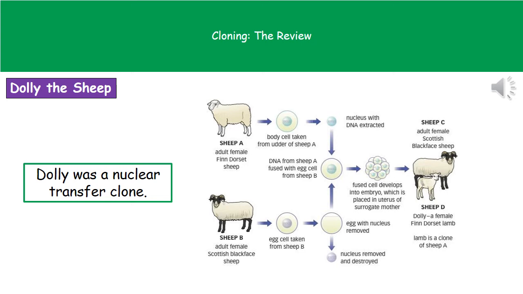In sheep B, they took an egg cell and again removed the nucleus. This time they destroyed the nucleus. That's not what we want. We want the empty egg cell. Then they put the nucleus from sheep A into the empty egg from sheep B. They then obviously started it dividing by applying a little electric shock to it, and what we ended up with then is a little embryo developing. That was then implanted into a surrogate mother, and when the actual sheep was born, even though the actual mother of the sheep was the Scottish blackface, that was the one that was carrying it, they gave birth to an exact copy of our sheep A, the Finn Dorset sheep.